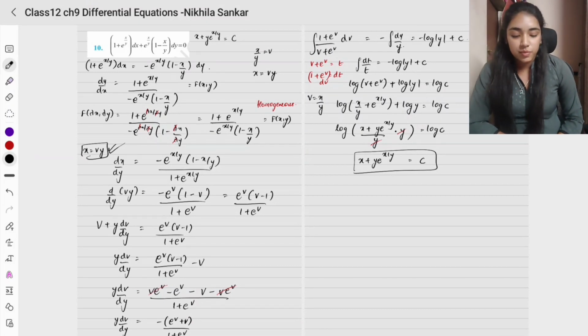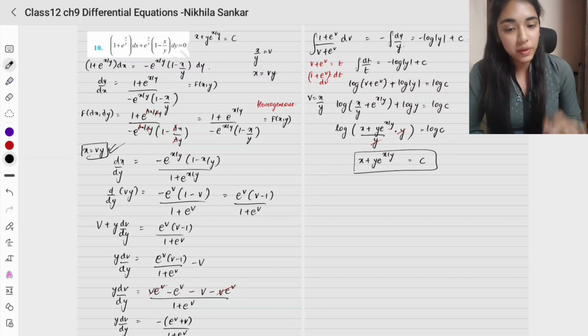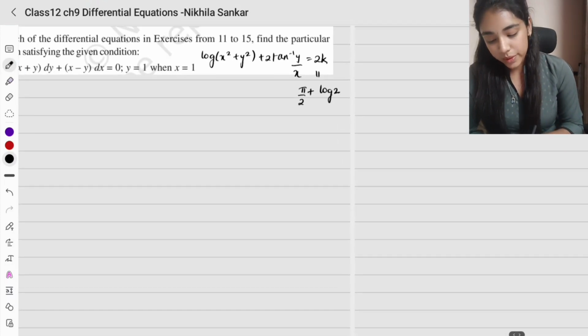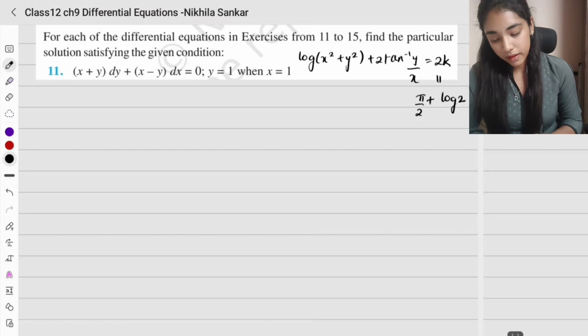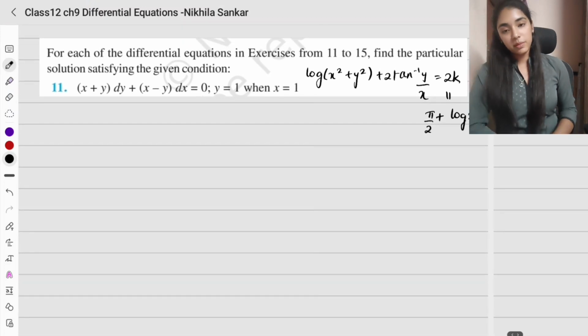இது வரைக்கும் general solution பார்த்தாச்சு. Now from the next question we are going to find particular solution. Okay, now question number 11. For each of the differential equation find the particular solution.